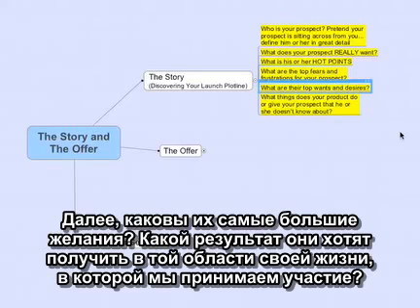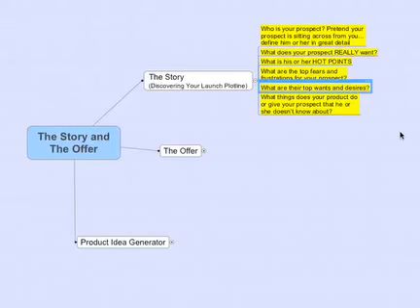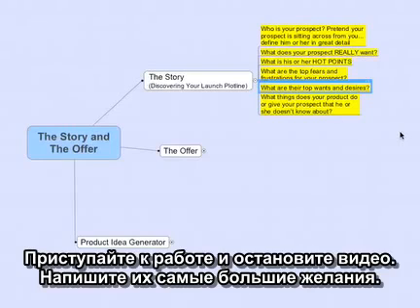Okay, next. What are their top wants and desires? What's the outcome that they really want in whatever area of their lives we're involved in? If it's relationships and you're selling relationship stuff, what do they really want? What are they really after? What's the end goal that they think they want? Go ahead and stop the video. Write down their top wants and desires.